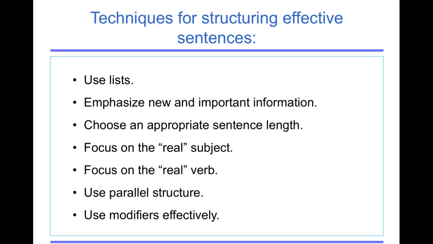Always emphasize new and important information. Choose the appropriate sentence length. This is audience appropriate. If you're talking to a technical audience, then a longer sentence length is appropriate. If you are writing for a general audience, then you may want a shorter sentence length. Focus on the real subject and the real verb. Make sure that those are the most important parts of your sentence and that they are clear. Always use parallel structure and use modifiers effectively, okay?